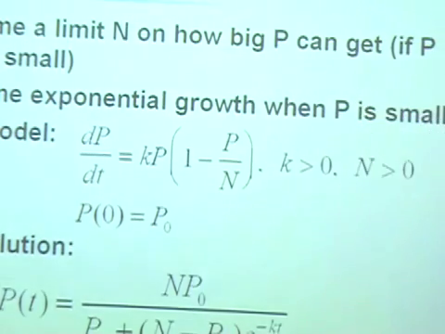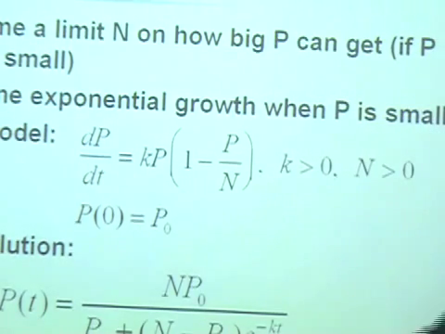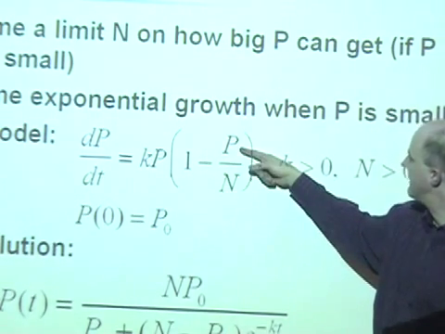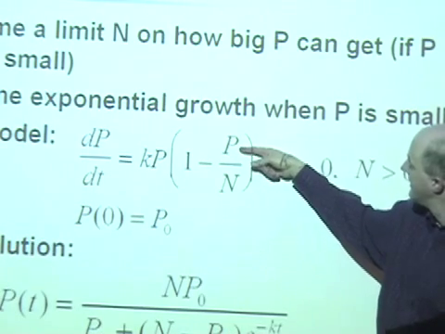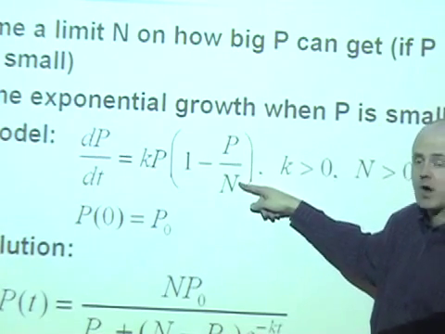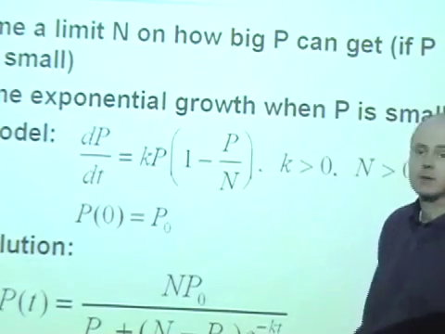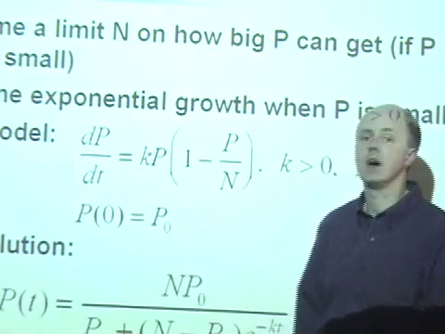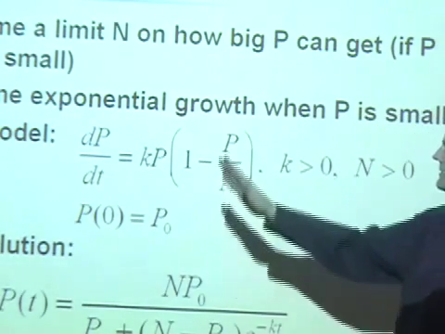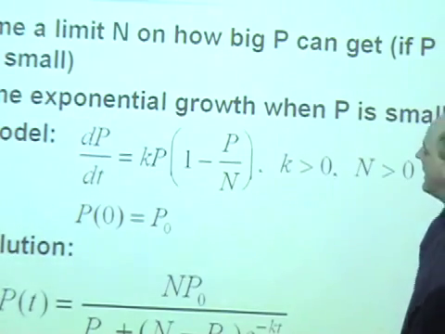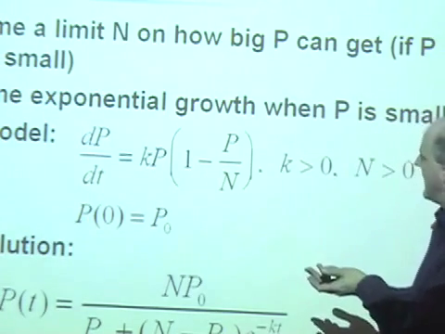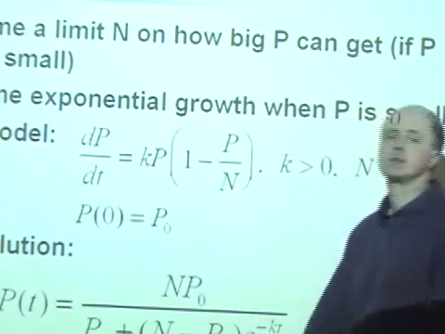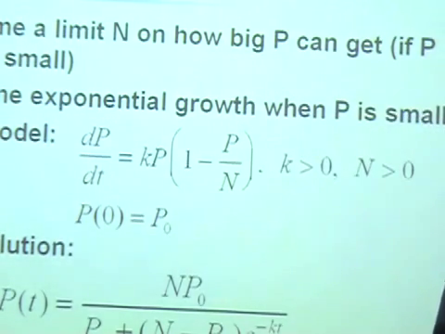On the other hand, if p is bigger than n, those are positive, but this is negative. Think about it. Imagine p is n plus 1. n plus 1 over n is bigger than 1. 1 minus something bigger than 1 is negative. This becomes negative, meaning the derivative of the solutions is negative, and so the solutions are decreasing. And in fact, when p is close to n, this will be close to 0, meaning your derivative is close to 0, and your graph is close to horizontal.